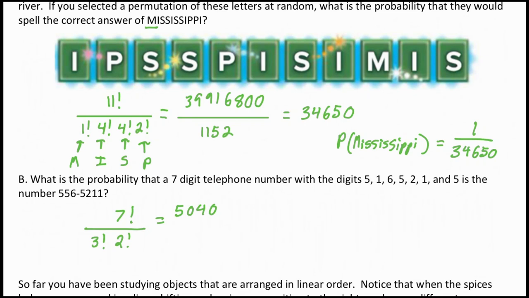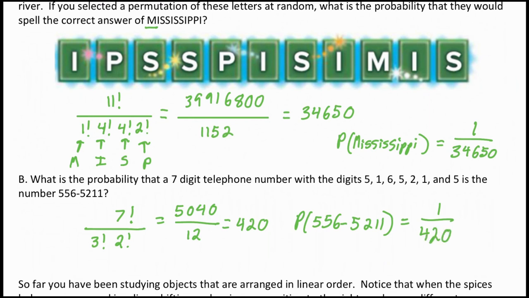$12. Very good. So what's our number of possible outcomes? 420. And what's the probability that we get this specific one? 1 over 420. Very good. Again, this is talking about distinct outcomes.